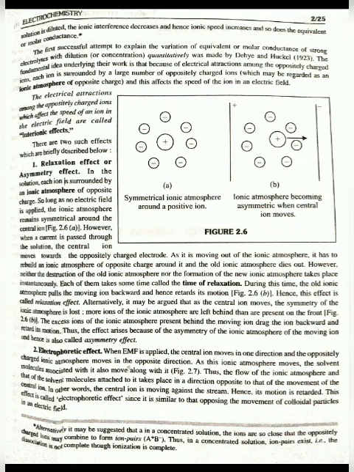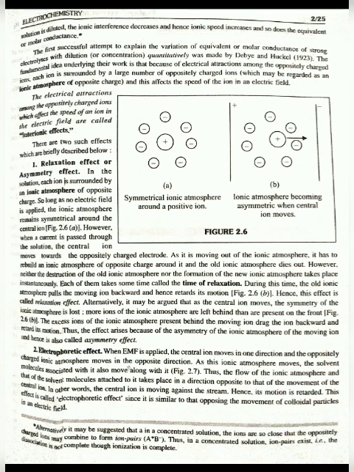The fundamental idea underlying their work is that because of electrical attraction among the oppositely charged ions, each ion is surrounded by a large number of oppositely charged ions, which may be regarded as an ionic atmosphere of opposite charge, and this affects the speed of the ion in an electric field. The electrical attractions among oppositely charged ions which affect the speed of an ion in the electric field are called interionic effects. There are two such effects, which are briefly described below.